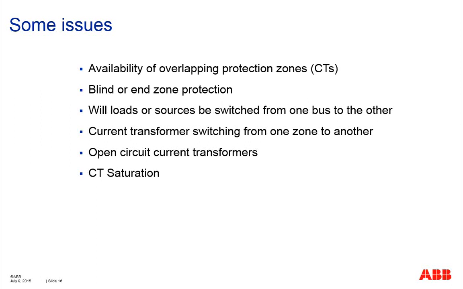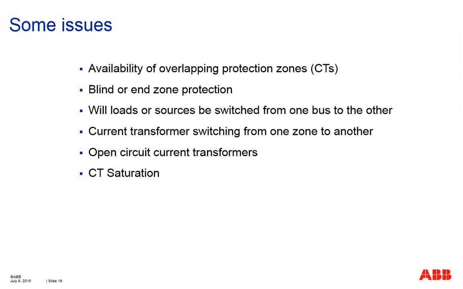Third, the loads or sources we switch from one bus to the other. Remember I mentioned that on the double breaker, single breaker double bus scheme, any CT can be switched freely to either of the sources. So the bus protection will know and take care of that. Bullets 3 and 4 are basically talking about the same thing: current transformer switching from one zone to another.